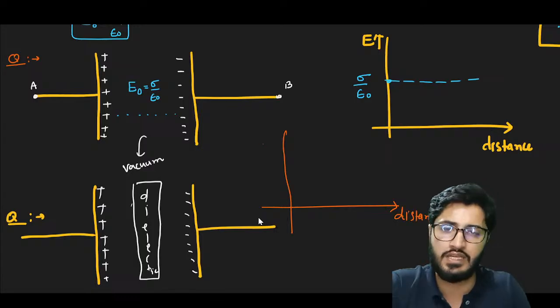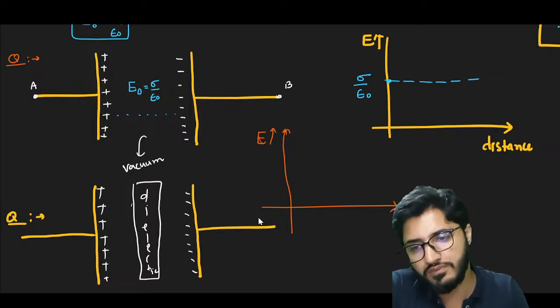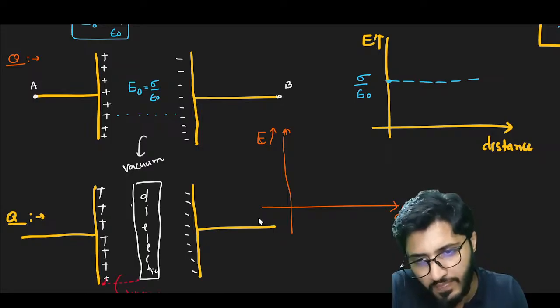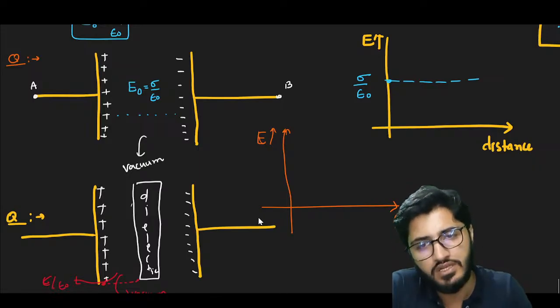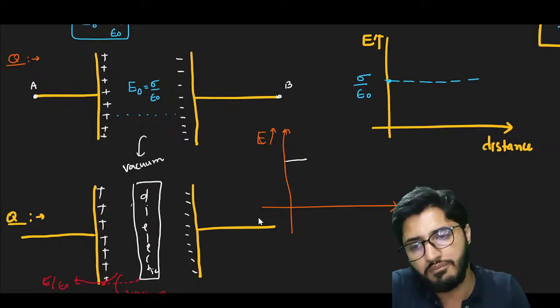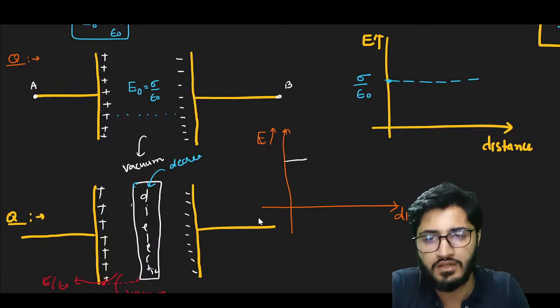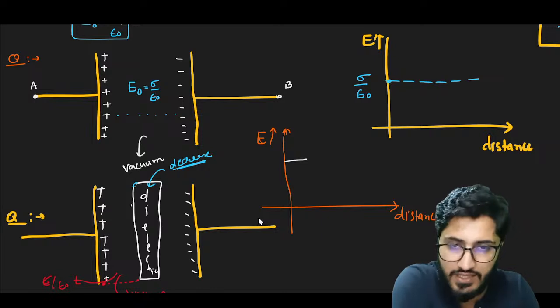Distance, E. Look, if we are dealing with it from, let us suppose, this point to this point, it is vacuum. So the field is sigma by epsilon naught, it is constant. That means up to a certain point it is constant. Now when my electric field goes inside the dielectric, it gets decreased. So I will write, sir, it will be somewhere here.